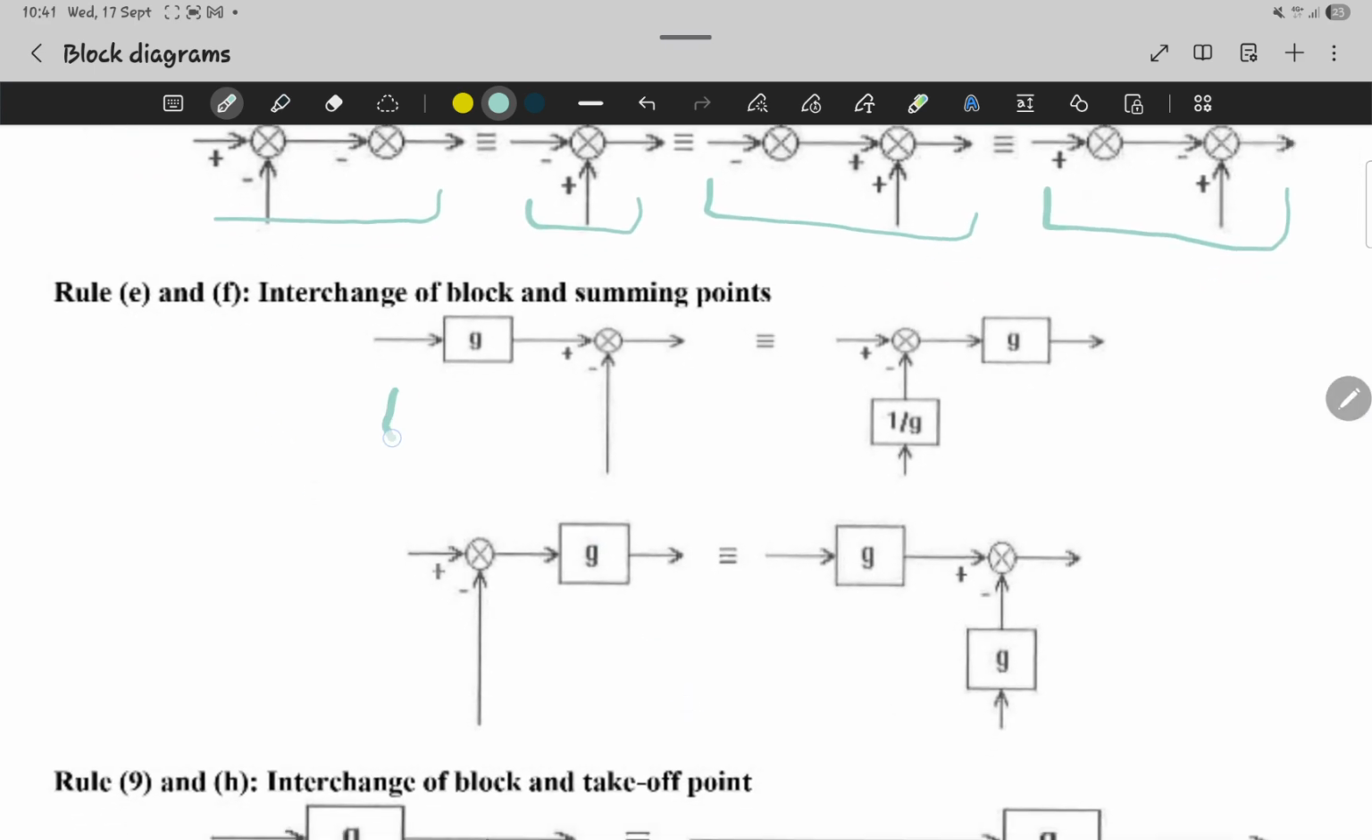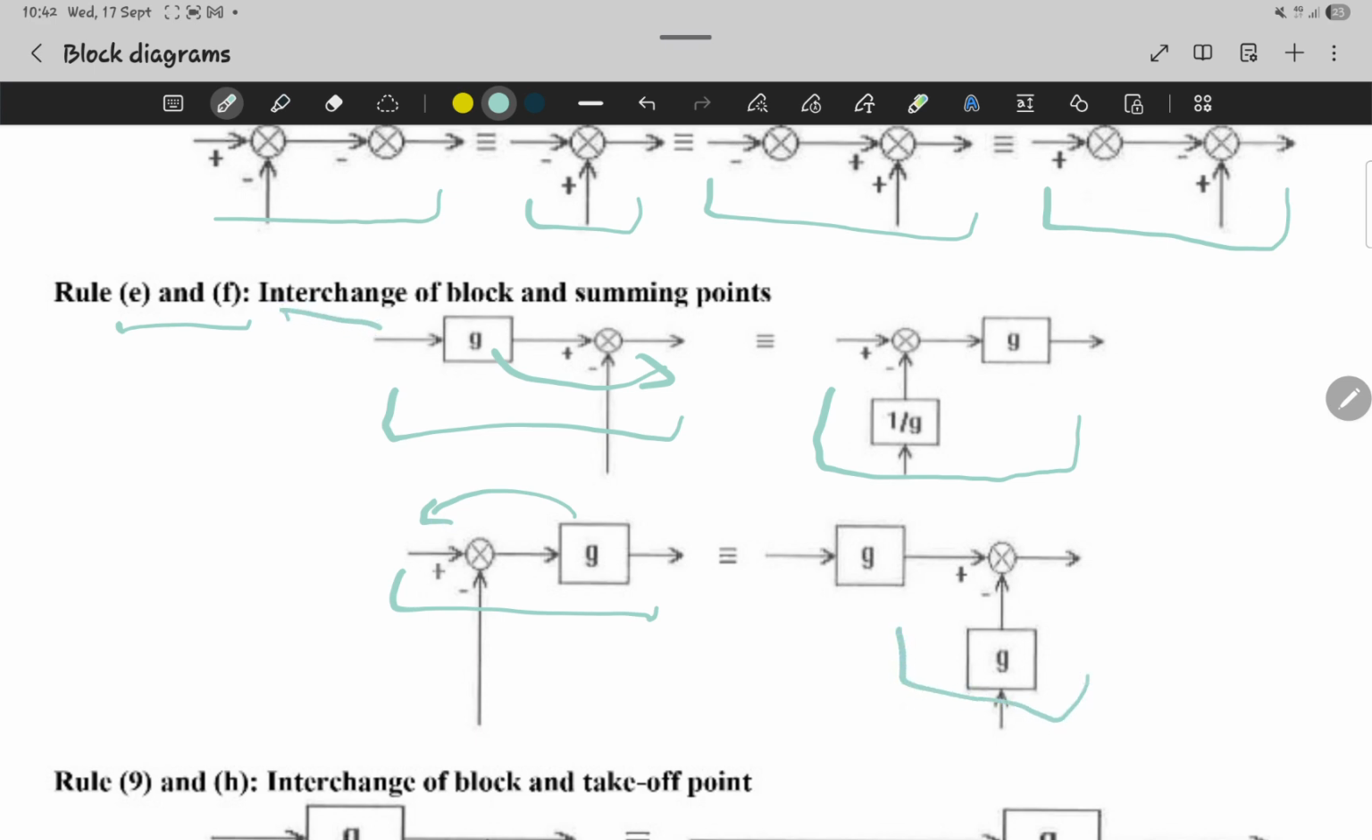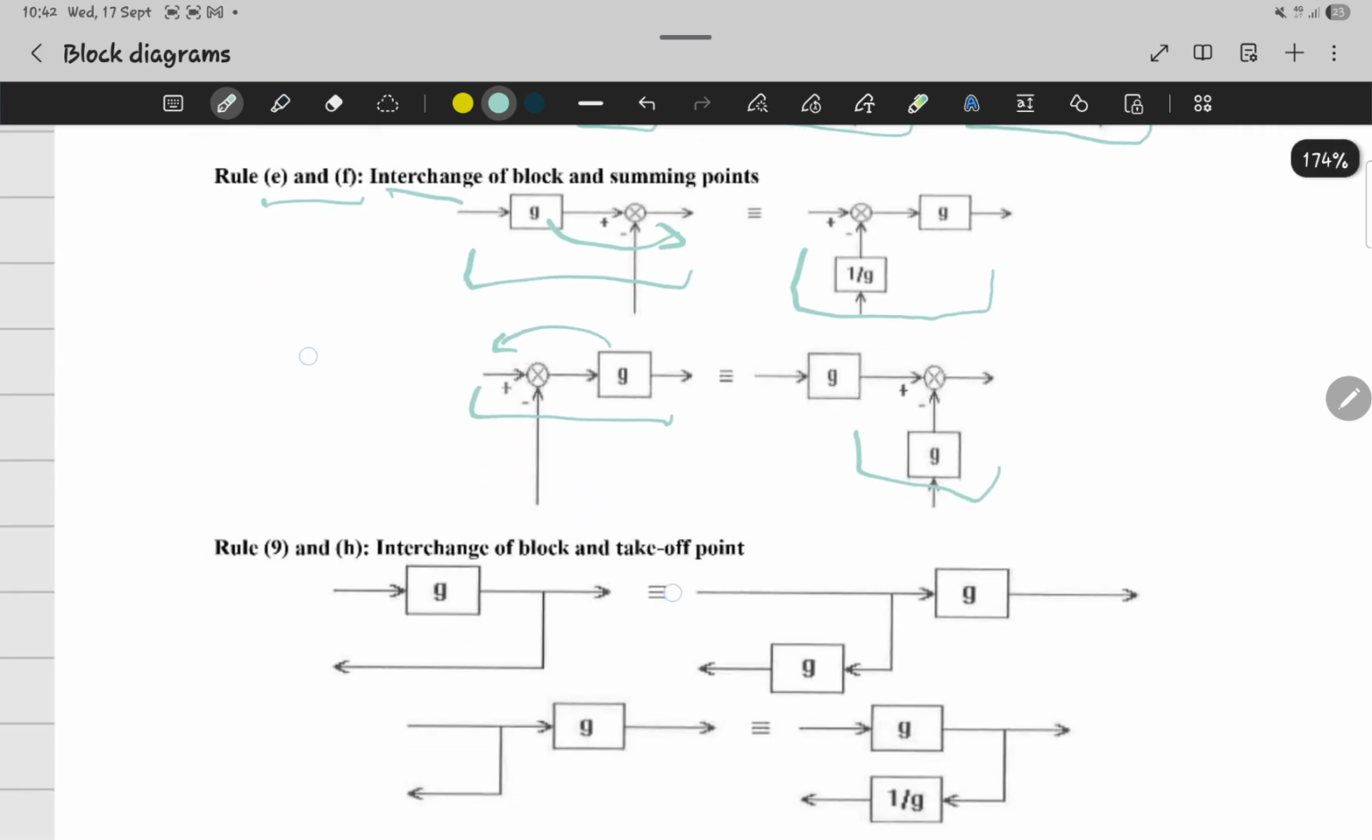We do have these rules that you see in E and F. These rules are very important. So you have something like this, and if you have to move this block to the other side, you're going to end up with this form. Now we do have these rules that you see here. If you have to move J to the other side, then you're going to end up with this form. This is what we call interchange blocks of summing point.